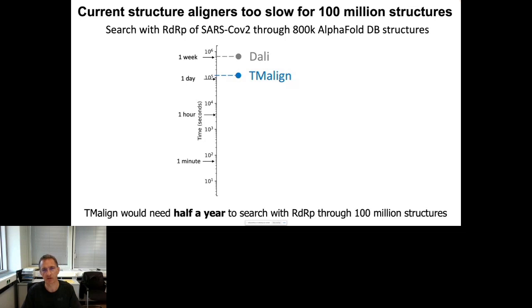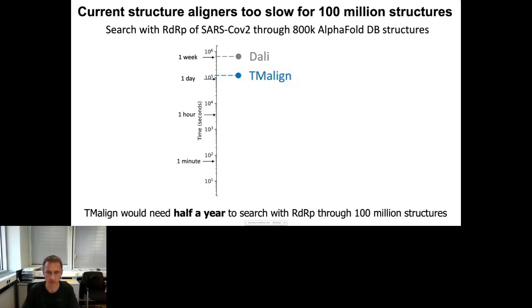So the problem is that the current tools are really much too slow to do exhaustive searches. So we did a test with the 800,000 structure containing AlphaFold database, searching it with an RNA-dependent RNA polymerase of SARS-CoV-2. And this took 1 week with DALI, a bit more than a day with TM-align. And if you extrapolate that to the 100 million structures we'll soon have, then this means that even TM-align would take half a year on a single CPU core, which is of course not super practical in the long run.